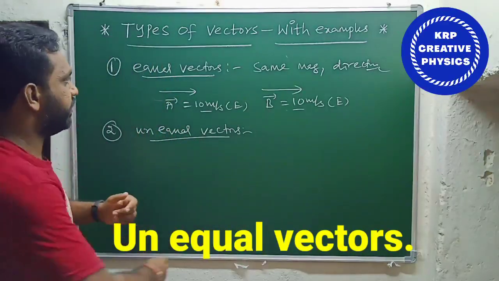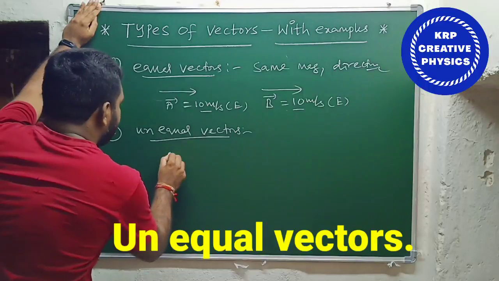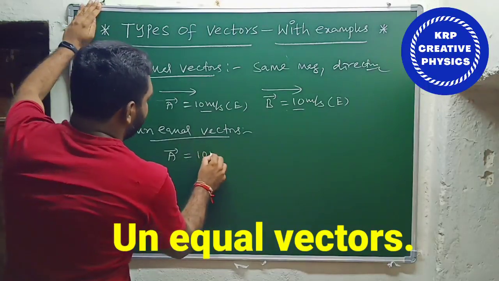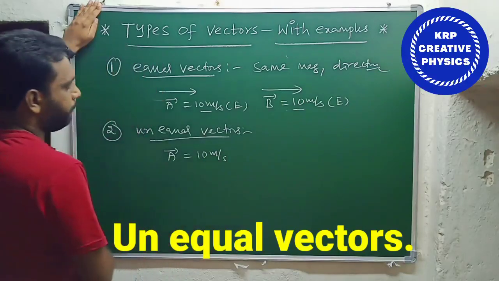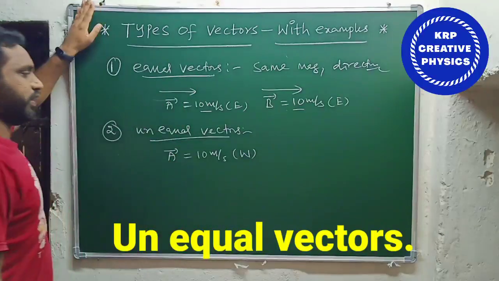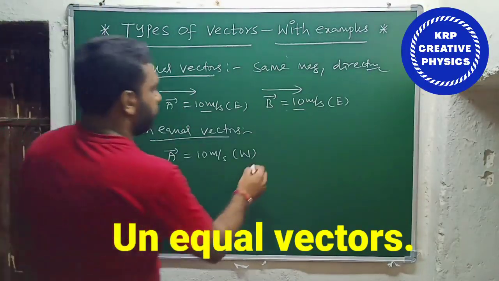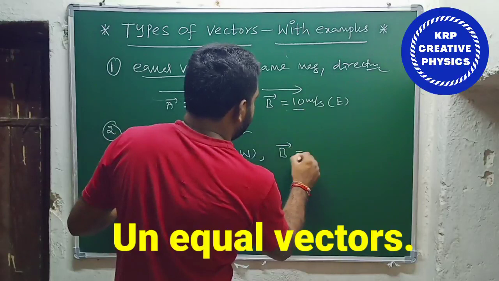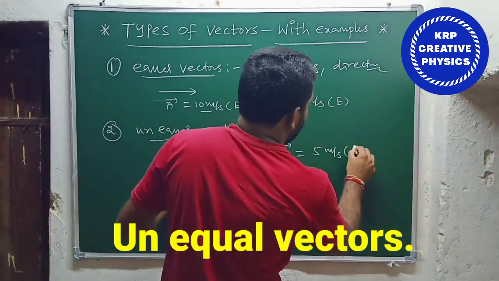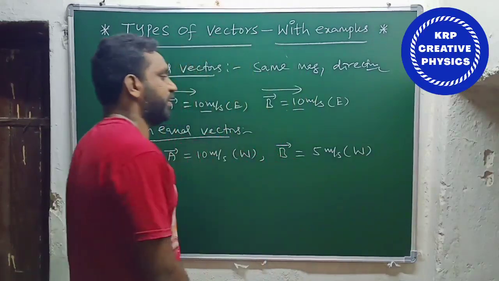We will consider one example here. Vector A equal to 10 meters per second. It is a velocity vector, along the west direction. So 10 meters per second along west. Now we will consider velocity vector B: vector B equal to 5 meters per second along west.